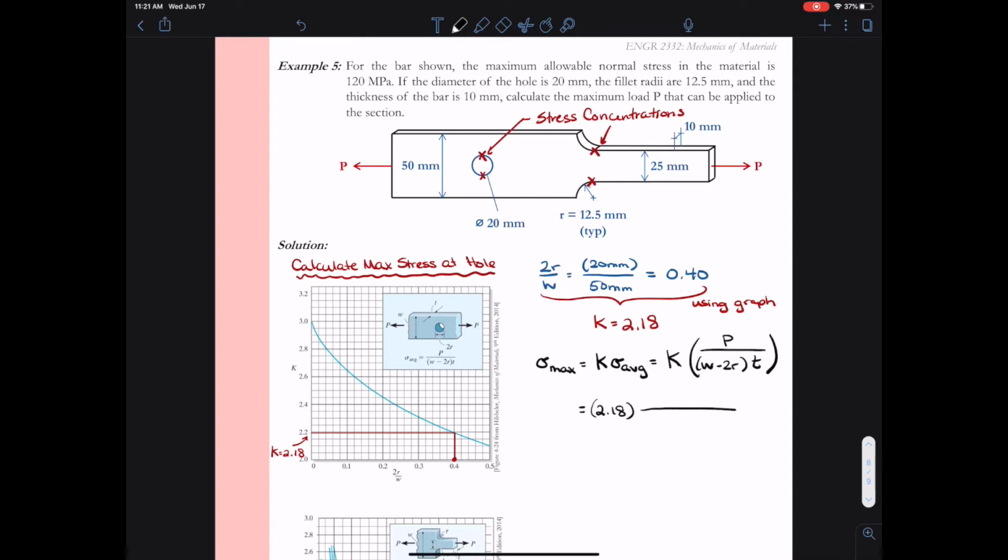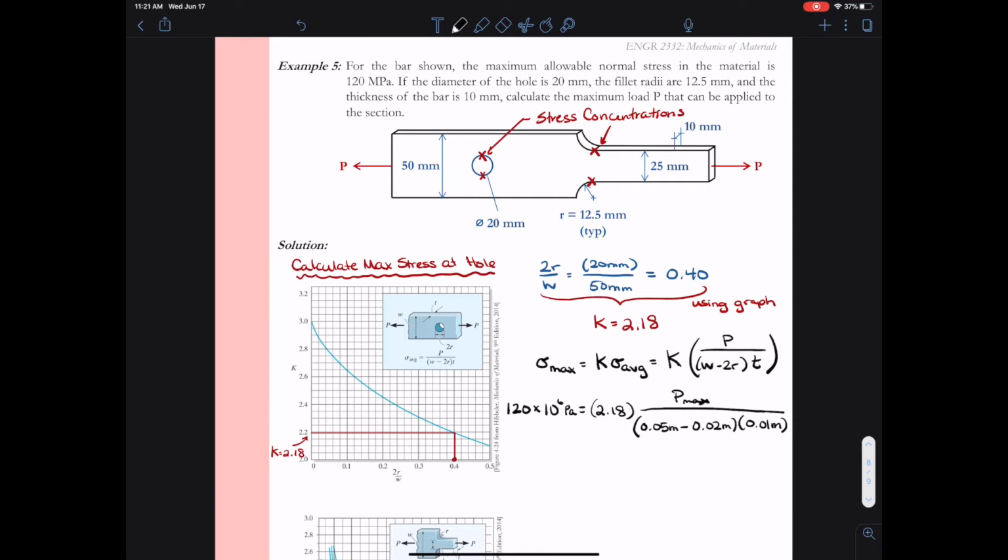So plugging in our numbers, k is 2.18. We don't know yet what the force is. That's what we're asked to calculate, the maximum load that can be applied. The width of our plate is 50 millimeters or 0.05 meters. We subtract out the 2 times the radius, or the diameter of 20 millimeters or 0.02 meters. And we multiply by the thickness, 10 millimeters or 0.01 meters.